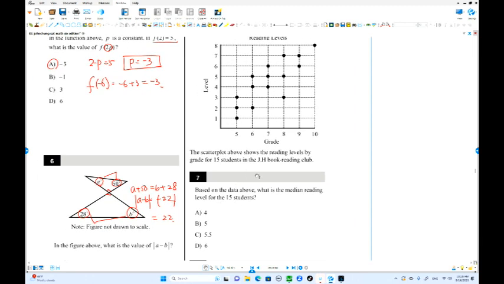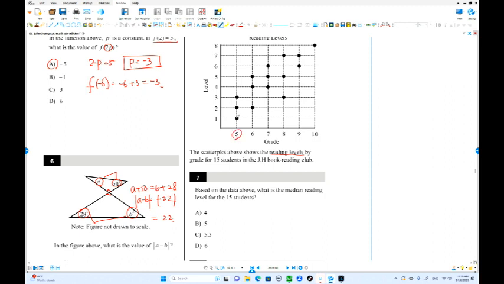So we have a scatter plot of reading level by grade for 15 students. Based on that, what is the median reading level for those 15 students? Maybe you can try. The median level is what?